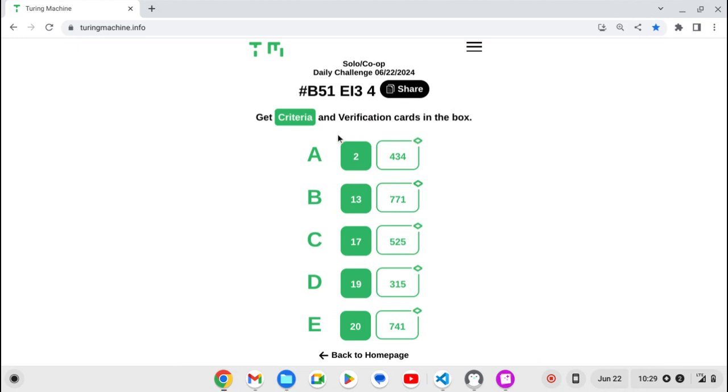So today's puzzle uses the following 5 criteria cards: criteria cards 2, 13, 17, 19, and 20, and it uses the green verification cards. The code above is your way to get more information on today's puzzle by searching that code at turingmachine.info. Let's solve.